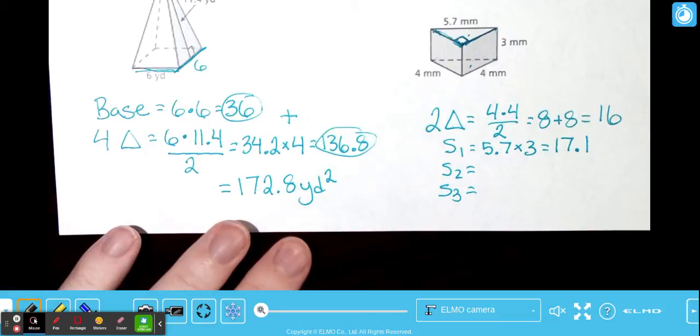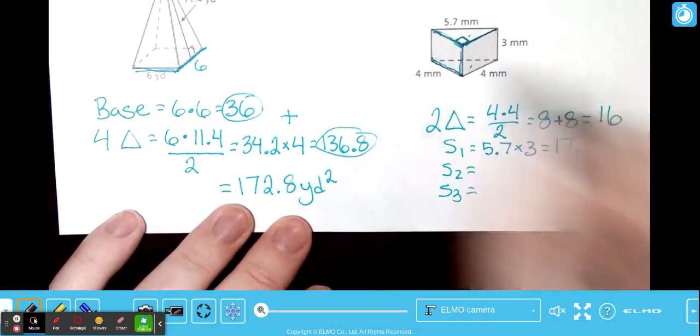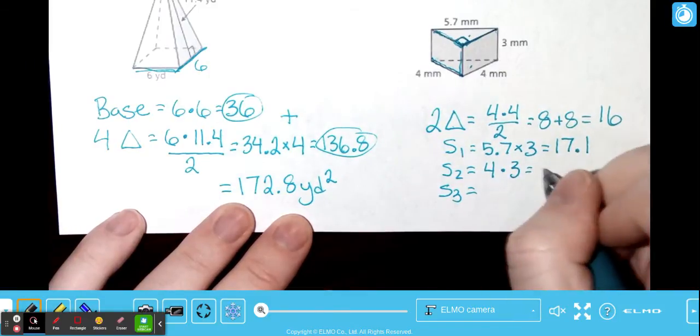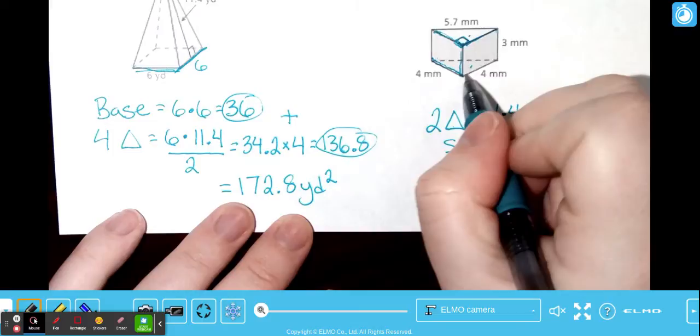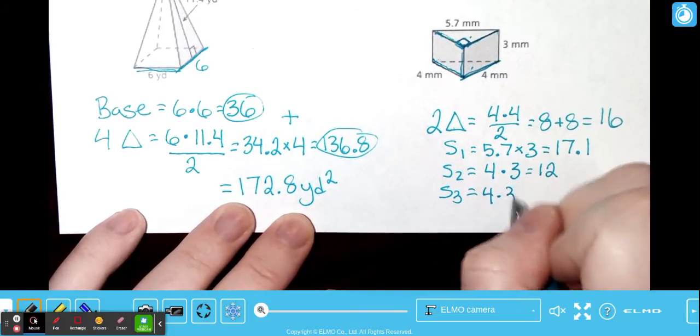All right, side 2. Let's do this one over here. What's this base? 4. What's the height? 3. Okay, 4 times 3. All right, and then our final side is right here. What's this length? What's the height? Okay, so again, that's 12.